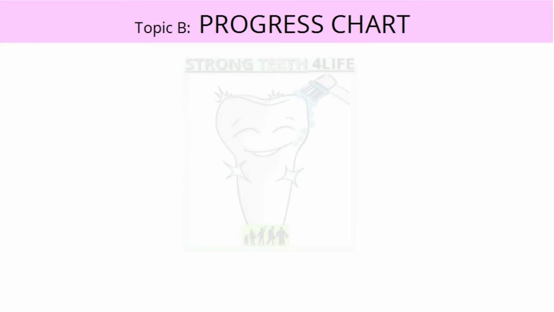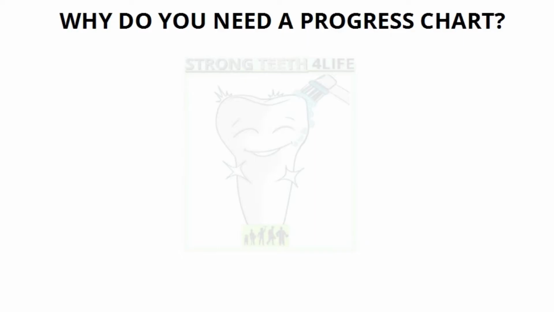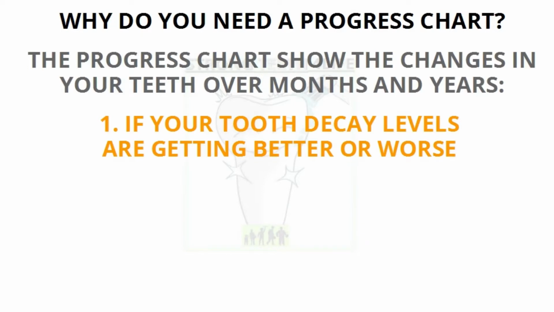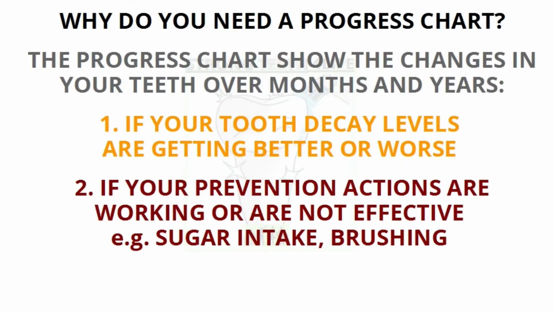The progress chart. Why do you need a progress chart? The progress chart shows the changes in your teeth over months and years. 1. If your tooth decay levels are getting better or worse. 2. If your prevention actions are working or are not effective. For example, your sugar intake and brushing.